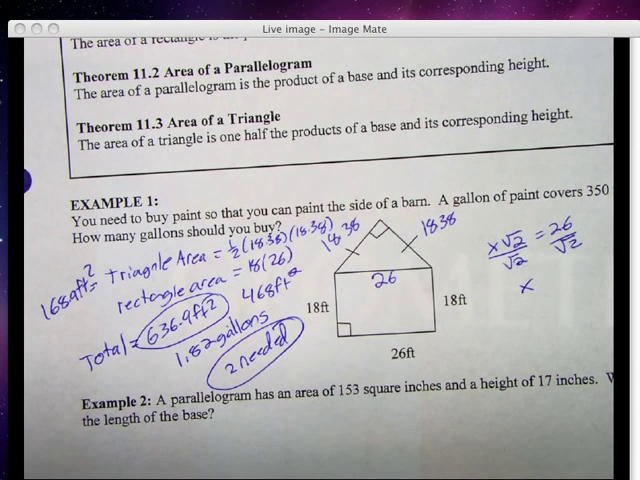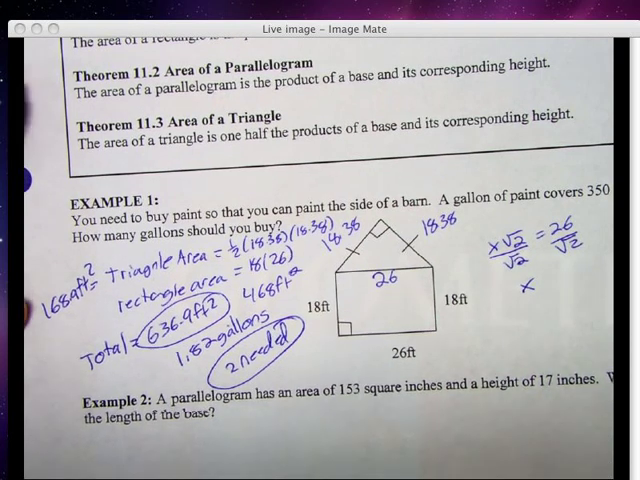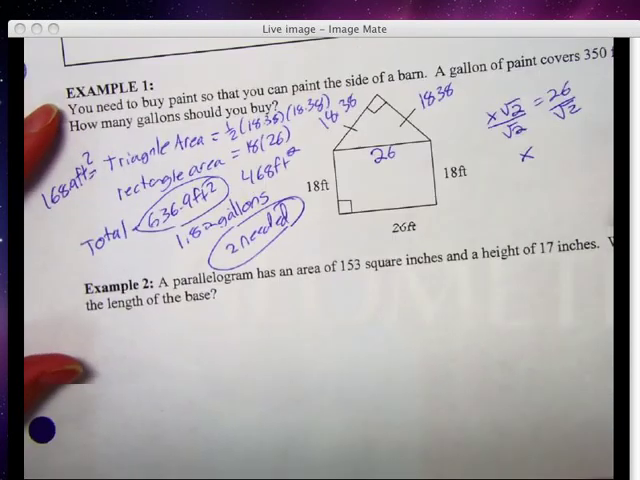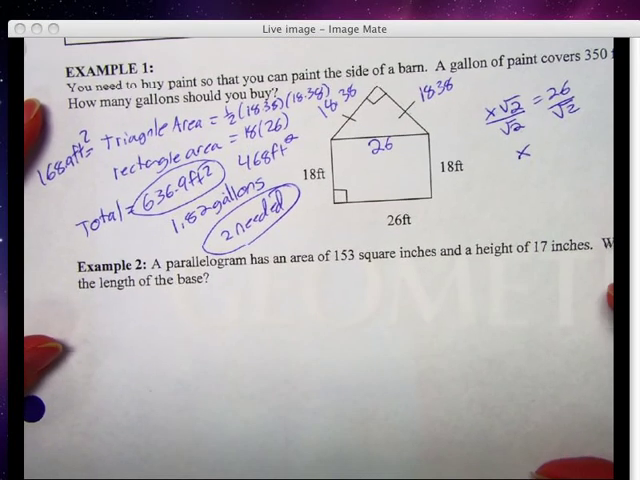Are there any questions about this so far? Yes. 1/2 base times height. Okay, so are we ready to move on to example 2? If you guys don't have any other questions, we'll move on to example 2.